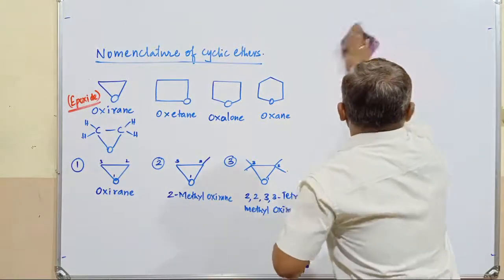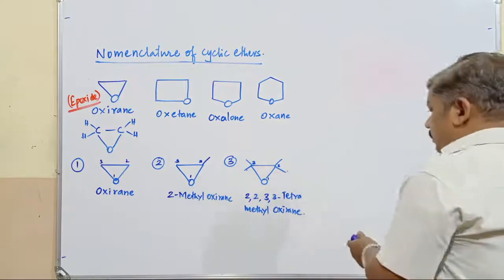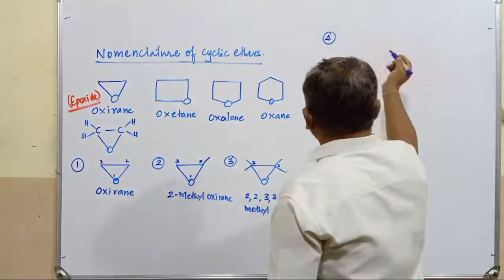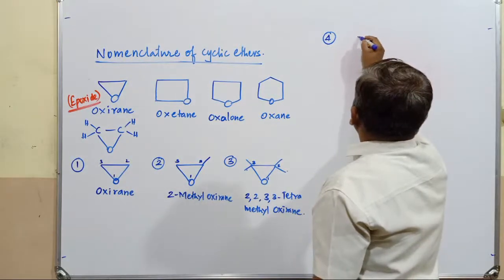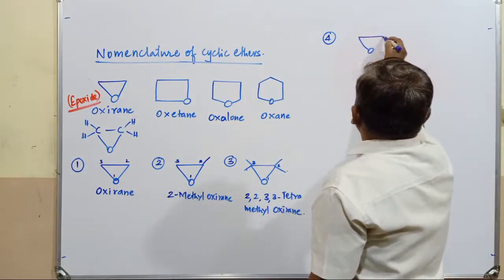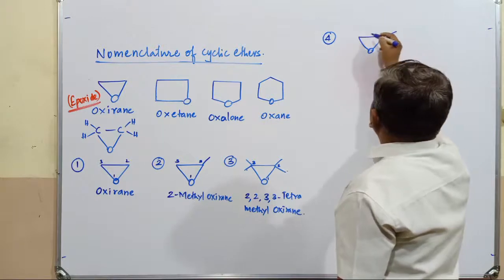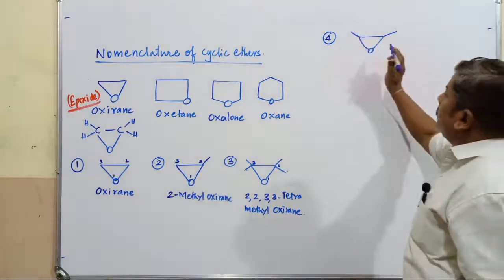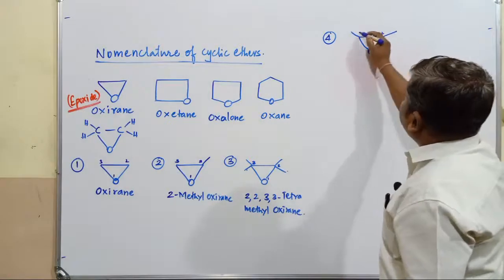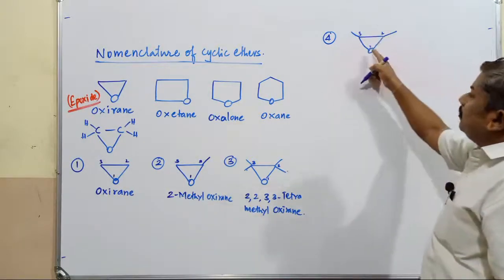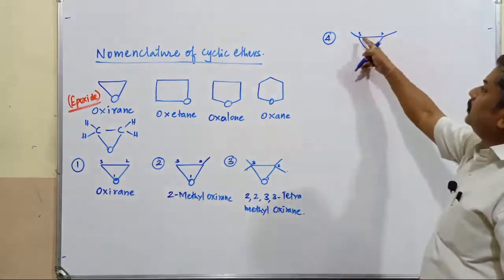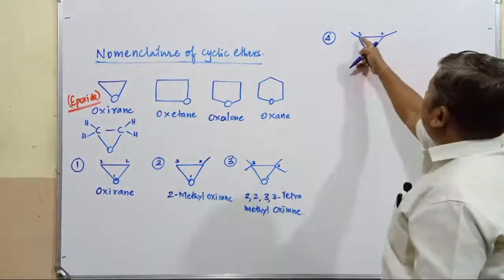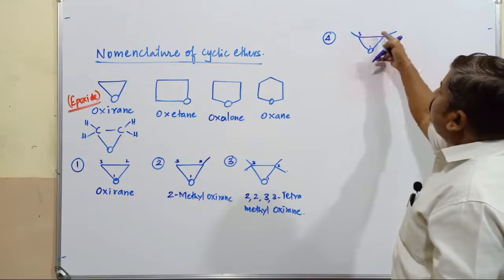Next one, suppose I go with another example, the fourth one. This is oxygen. Here one oxygen is present. This is one methyl, this is methyl, this is also methyl. Here 1, this is 2, and this is 3. You can number this as 1, 2, and 3 because both the carbon atoms contain only one methyl group. So this is 2 and this is 3, or this is 2 and this is 3.